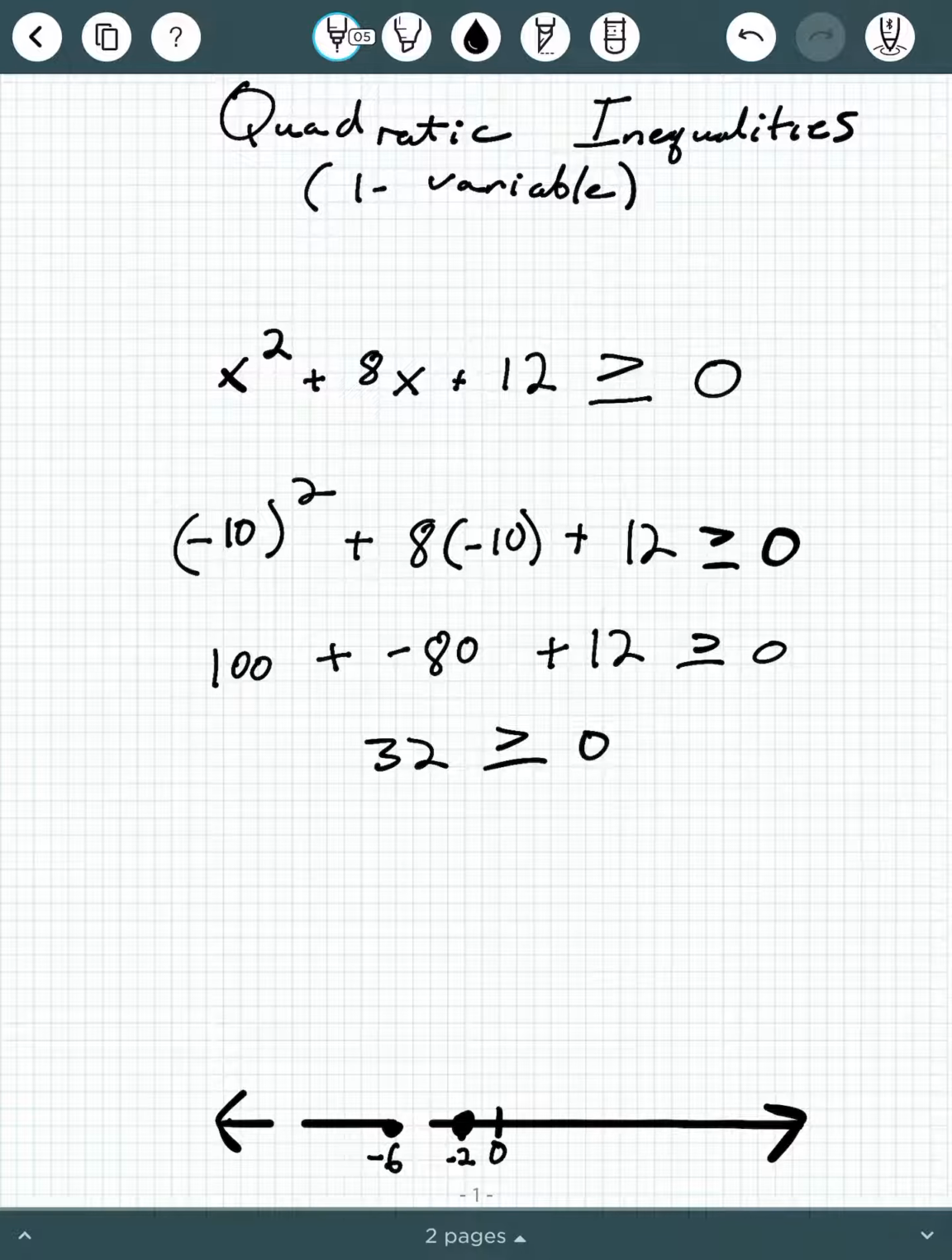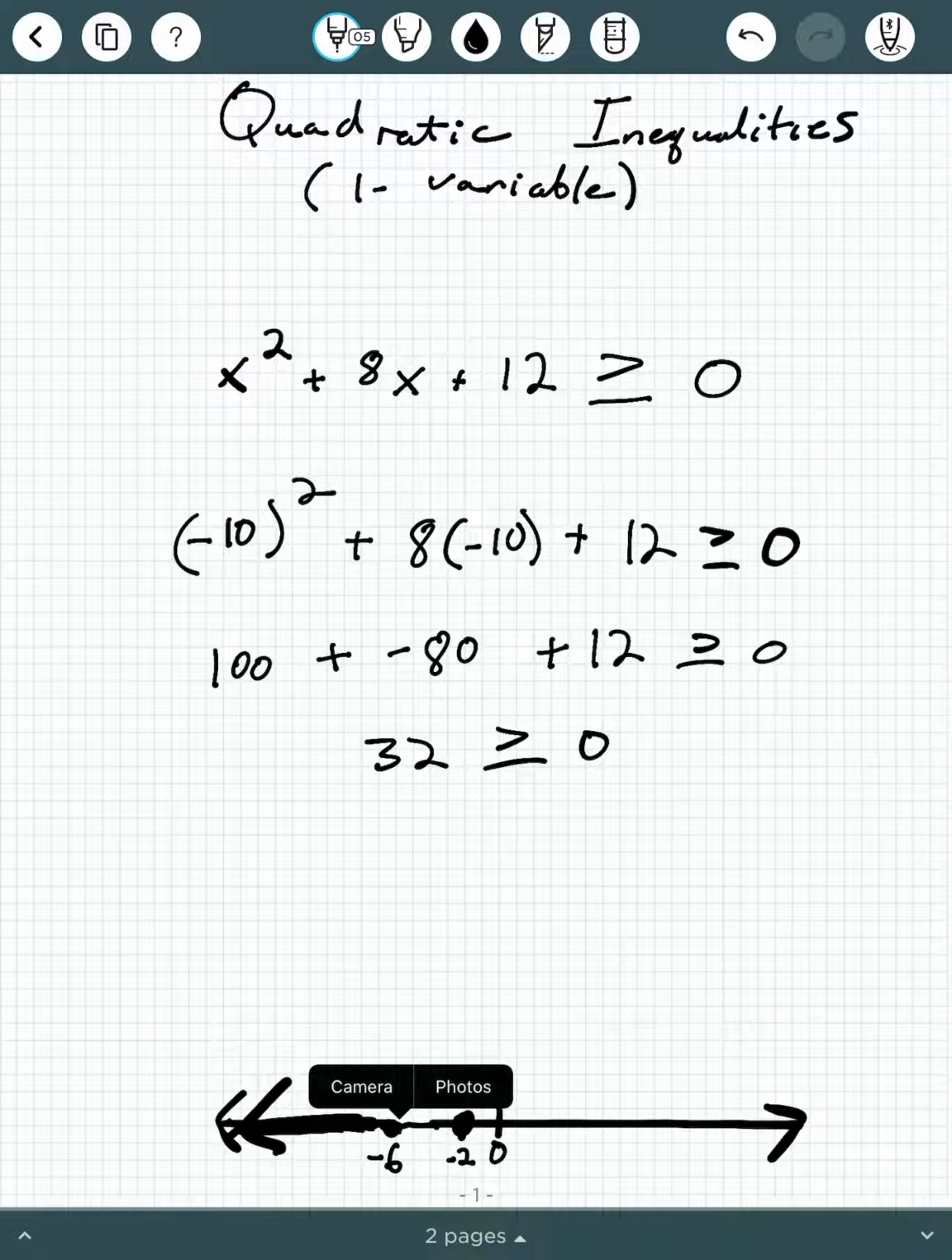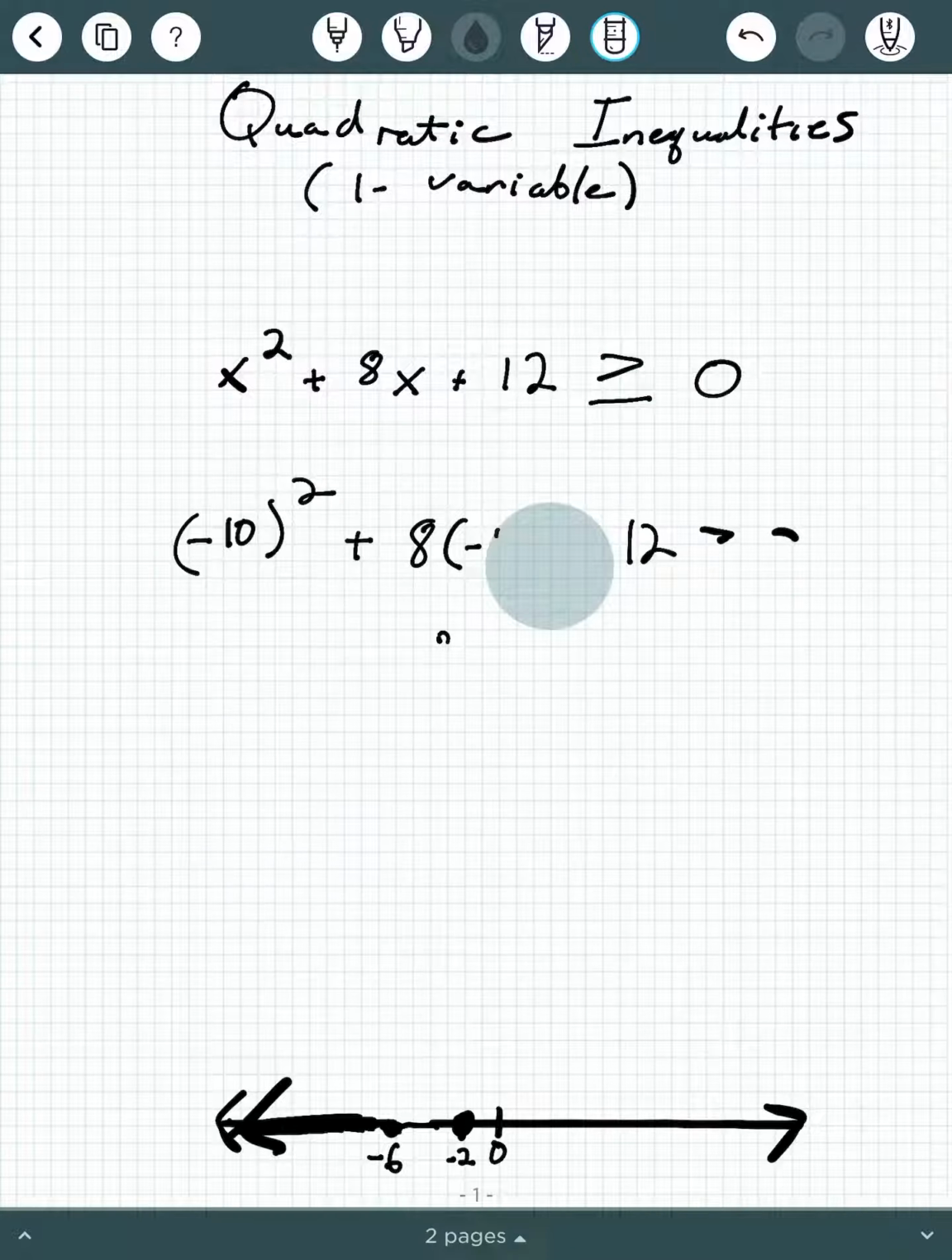And what that means is that all the values that are less than -6, because -10 is less than -6, make that true. So we'll be shading to the left of -6 on our number line. Those are the values that are making this true. We're not done yet, because there still could be other options. We could be in between -6 and -2, or also greater than -2 as well. So we should continue testing 2 more values.